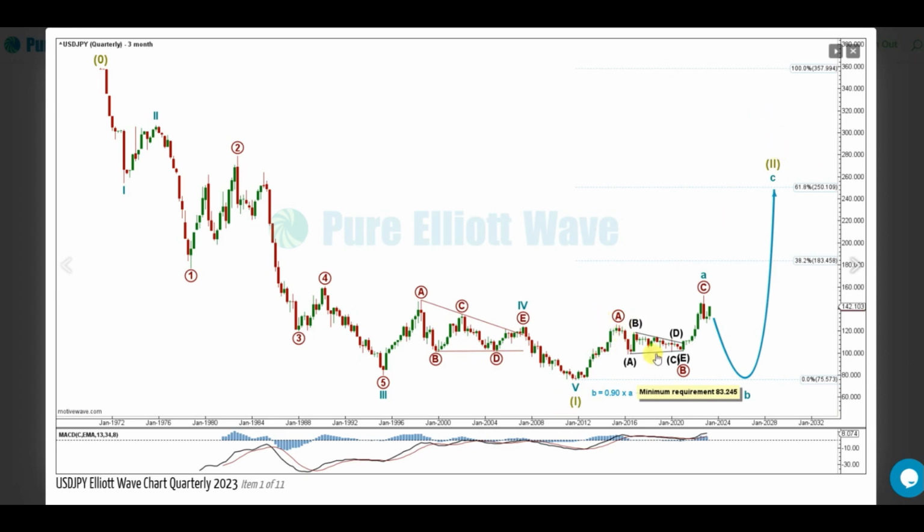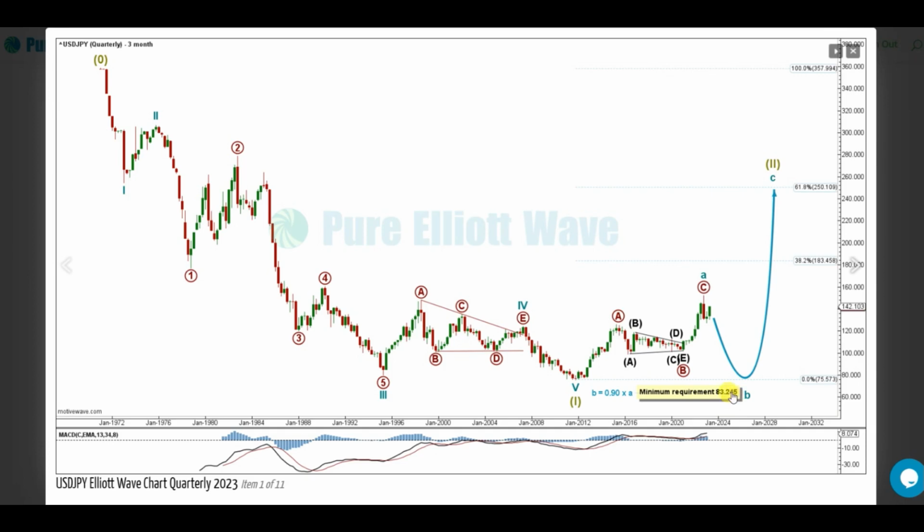However, the first structure we have here is a clean zigzag. So we have to think to ourselves, what structures in a wave 2 position have the A wave as a zigzag? Because we don't believe this zigzag is the entire correction. So we have 2 options. The first most common option is a flat, which is pictured here, which the B wave in a flat usually retraces a minimum of 90% of wave A, which gives us our target to the downside of 83.245.